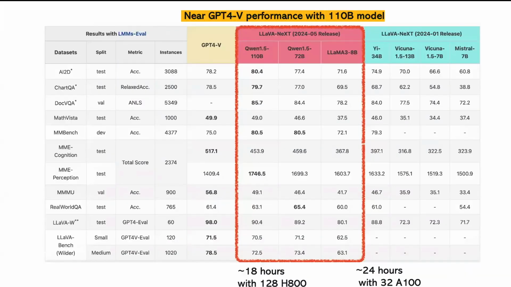So we further scale up the language model size, and the largest language model size that we have right now is 110 billion. And surprisingly, we see that by just doing this, with the same training recipe that we released in January, by simply replacing the language model, we are able to get very similar performance with GPT-4V on selected benchmarks.